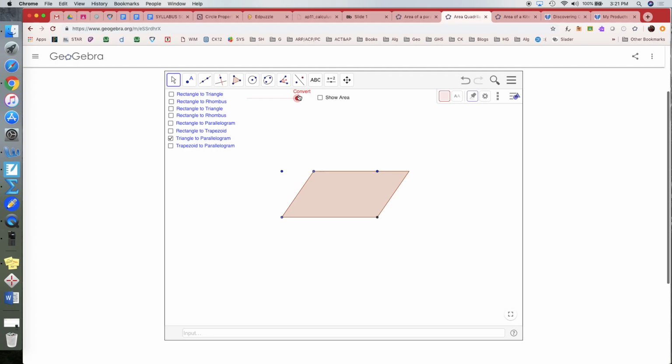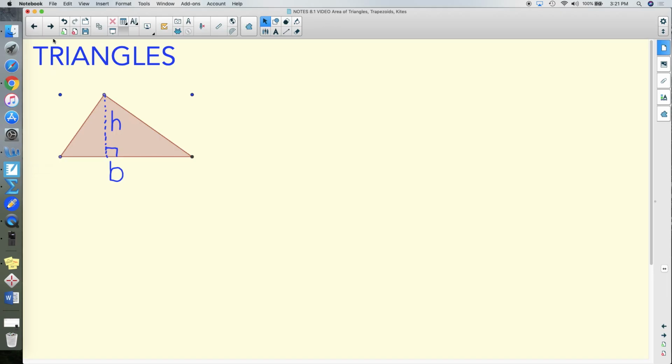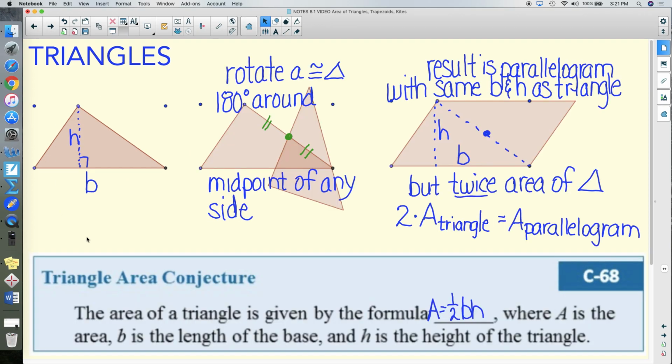And when I complete that rotation, I will have formed a parallelogram. So I'm going to put that back for a second. The triangle rotates 180 degrees around one side of the triangle. And by the time it finishes that rotation, we have a parallelogram. That parallelogram then is made up of two identical triangles.